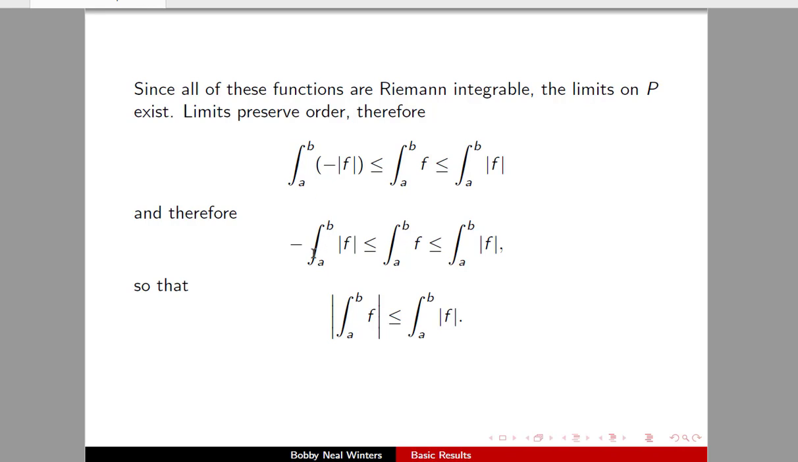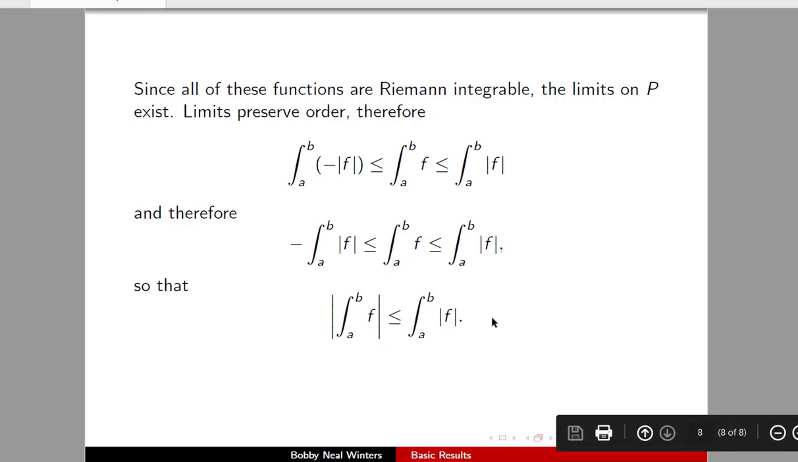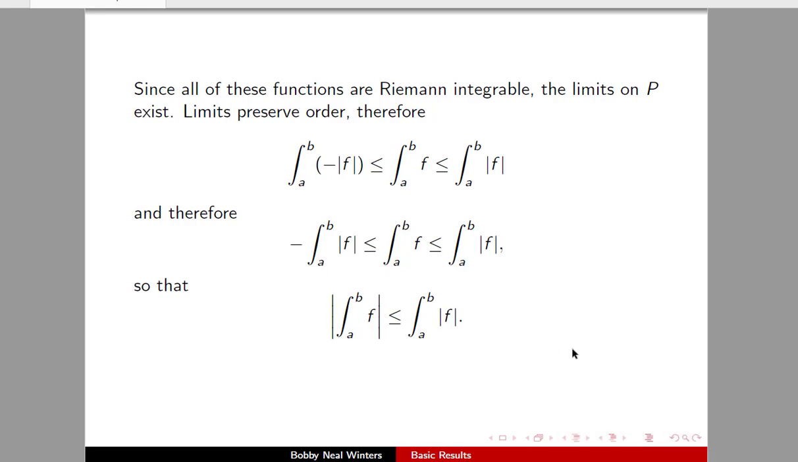And I can then factor out the negative 1 here. And so we have a number that is trapped between another number and its negative. Therefore, its absolute value is less than or equal to that number. And we are done.